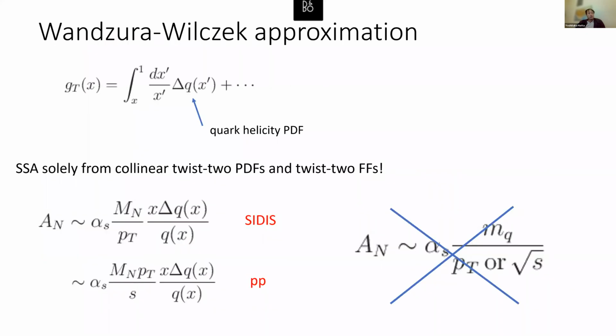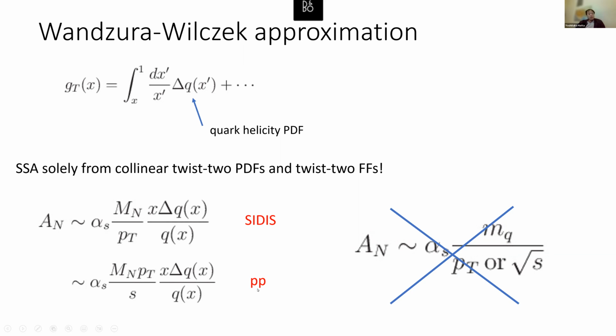And so here's the parametric estimate. We do this one-zero-check approximation, which says that this G_T function is proportional to the quark helicity PDF. It's a particular moment of the quark helicity PDF. So after this approximation, A_N is proportional to the nucleon mass times this polarized quark PDF divided by the unpolarized quark PDF. In the case of SIDIS, we have P_T in the denominator.